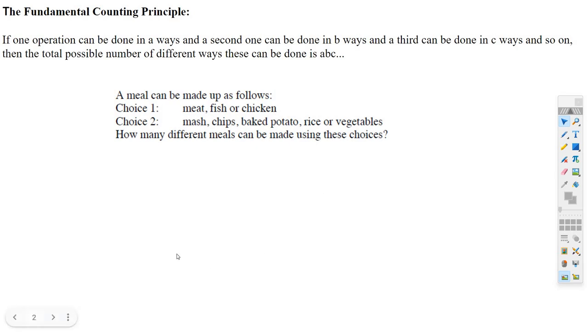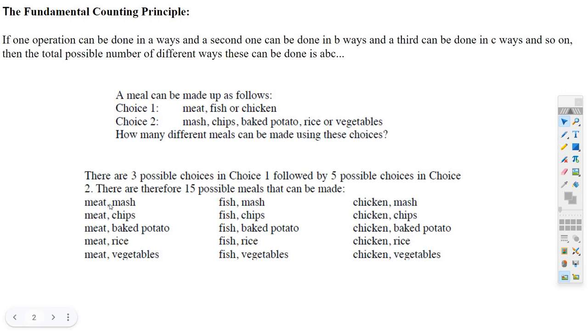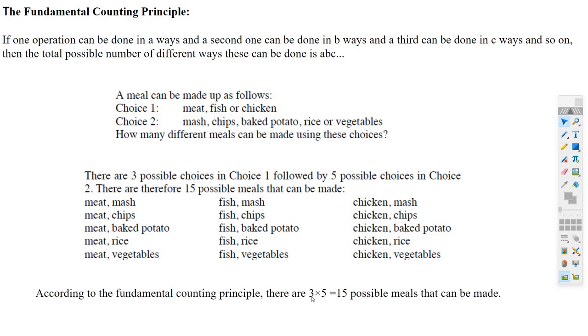Well, you could just start listing them all, and you could do it like this. There's 5 different ways you can have meat. You can have meat and mash, meat and chips, meat. There's 5 different ways you can have fish, and 5 different ways you can have chicken. But it would be a lot easier just to go 5 times 3, or 3 times 5. It's 15 possible meals that you can make. That's called the fundamental counting principle.